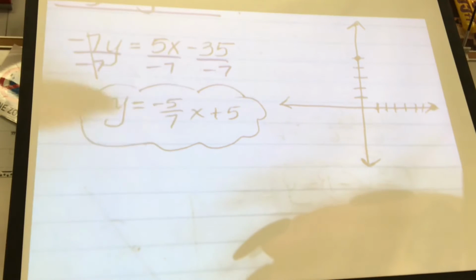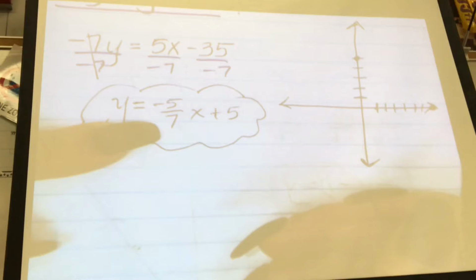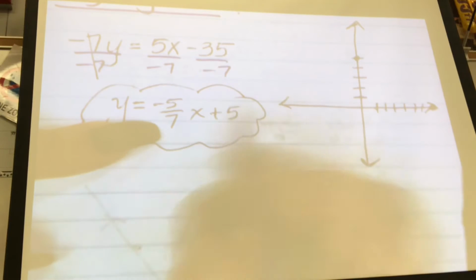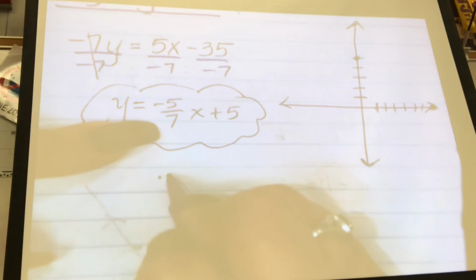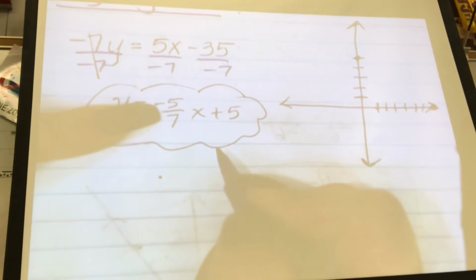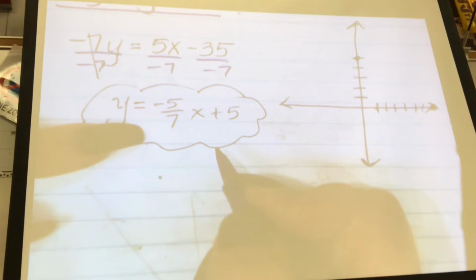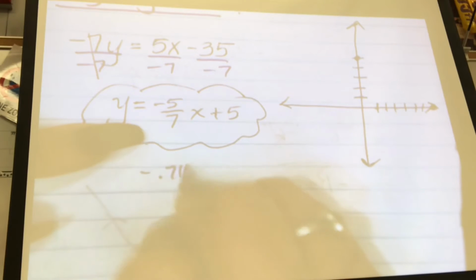Annette, help me out, baby. What's negative 5 divided by 7, please? Louder, please. Isn't it negative, though? Negative 5 divided by 7. What is it, Stephen? All right, that's good enough.